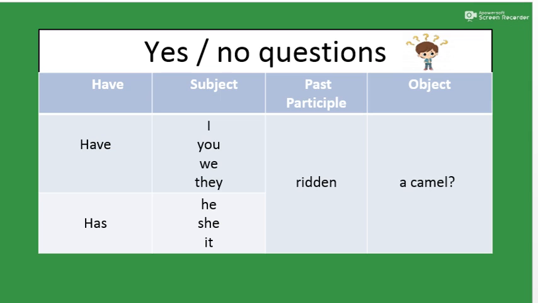Okay, next. Yes, no questions. Short. Okay? Example. Have, has. Auxiliary verbs are at the beginning of the sentence, after the subject, I, you, we, they, he, she, it. And past participle. Example, ride, rode, ridden. Past participle, ridden. Object, a camel. Okay?